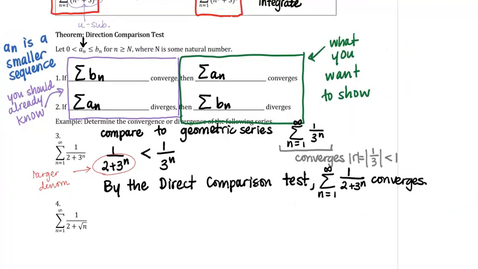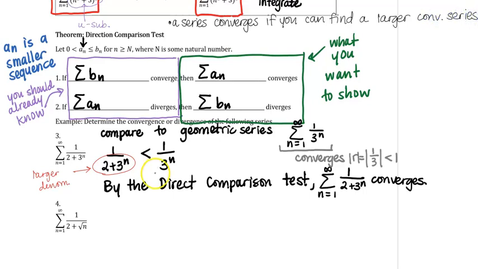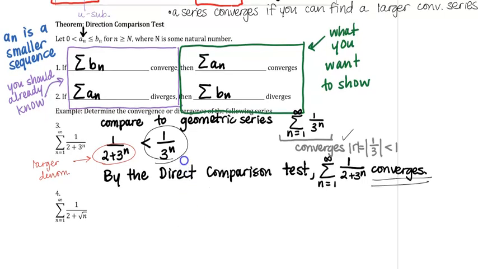So one of the ways that the direct comparison test works is you can, in plain terms, conclude that a series converges if you can find a larger convergent series. If you can find a series that's bigger than your series and that converges, then you can conclude that your series converges. Let's look at example 4.